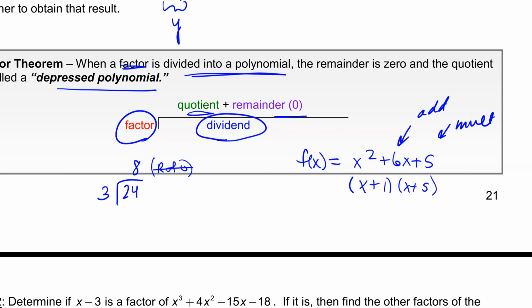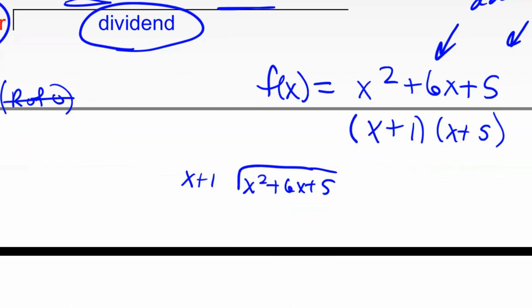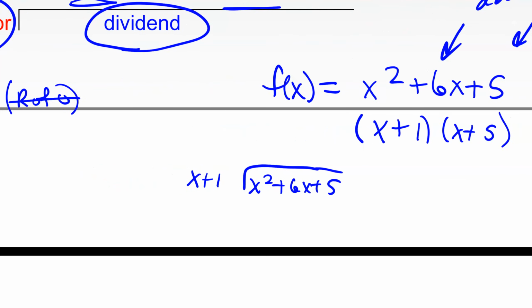Okay, so what this means is if I take x squared plus 6x plus 5 and I divide by x plus 1, what should my answer be? Should we go through and test it? Yeah, let's do it. I did not give myself very much room at all.